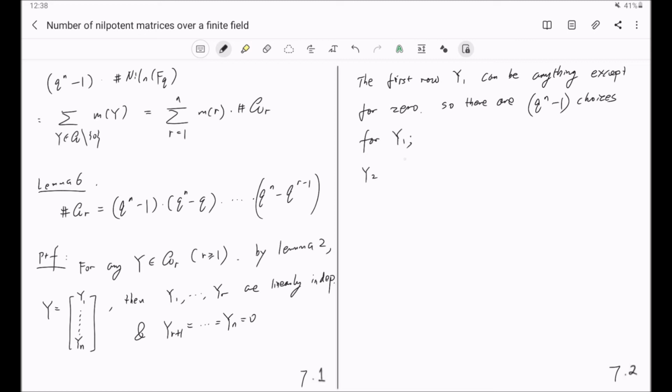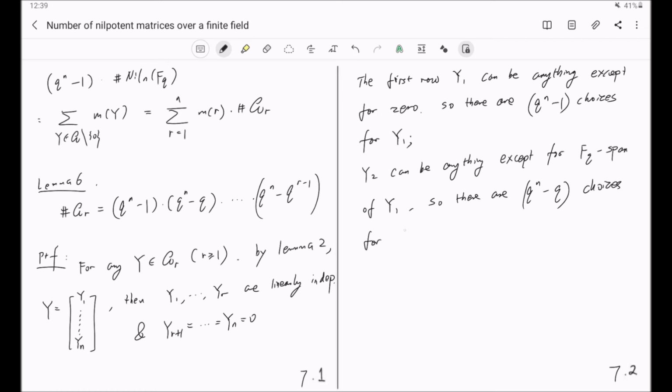And y2 can be anything except for the Fq span of y1. So there are how many? Should be q raised to the power n minus q choices for y sub 2. And you continue with this procedure.